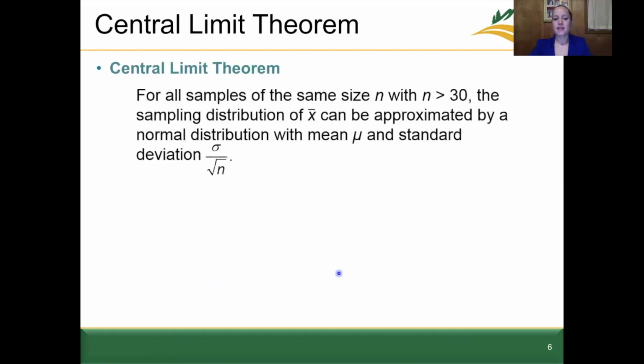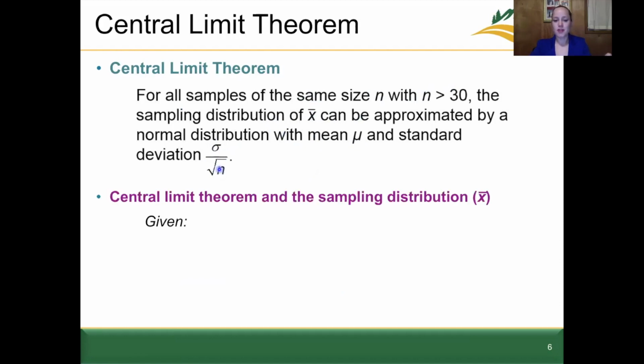To define this, for all samples of the same size n, with n being greater than 30, the sampling distribution of X bar can be approximated by a normal distribution with a mean of mu and a standard deviation of sigma over the square root of n, where n is the number of trials.